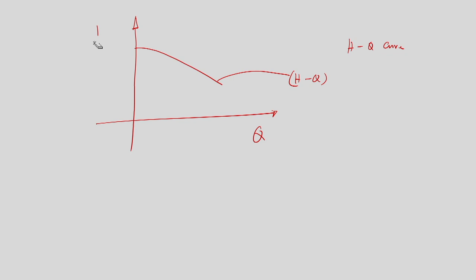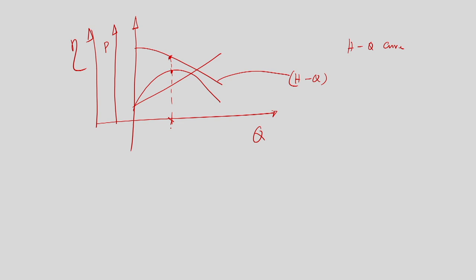If I superimpose, because we need to know the efficiency as well as the power, so if it is power P and it is efficiency eta, then this is the H-Q curve. I may obtain pump efficiency like this, and power will be like this. So, this is the best efficiency point, and we should allow the pump to run at the best efficiency point. This is the discharge corresponding to the best efficiency point, and this is the head corresponding to the best efficiency point.